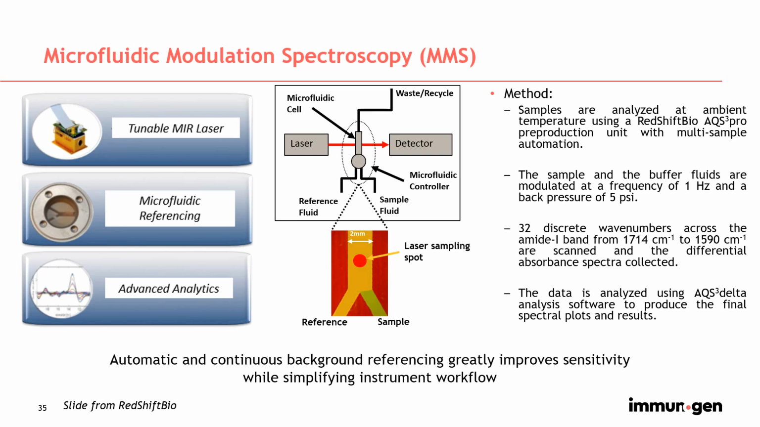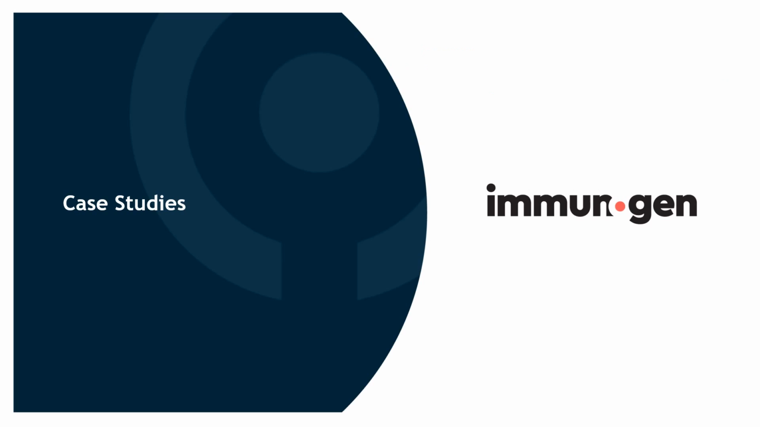Also, the analytical workflow that is associated with MMS is quite simple compared to conventional FTIR, as it requires minimal sample prep and can be automated for unmanned operation, very much like an HPLC. Now let's move on to some case studies where we used MMS to study antibody and ADCs and the effects of pH and thermal stress on the secondary structure of these molecules.